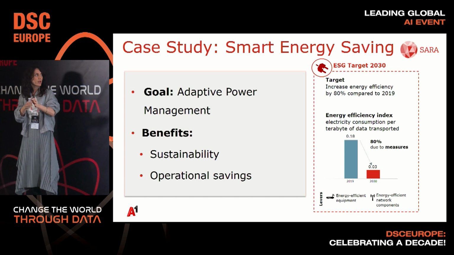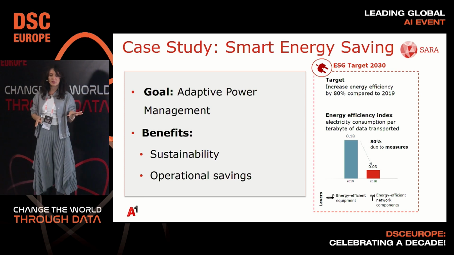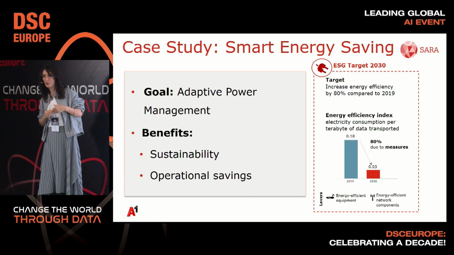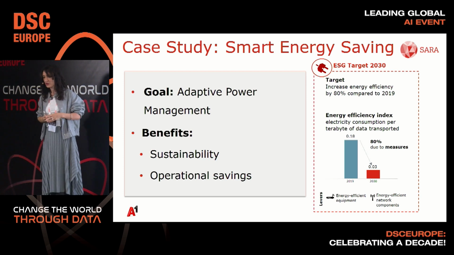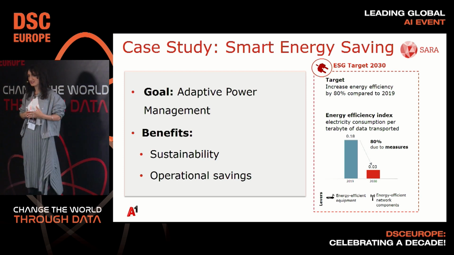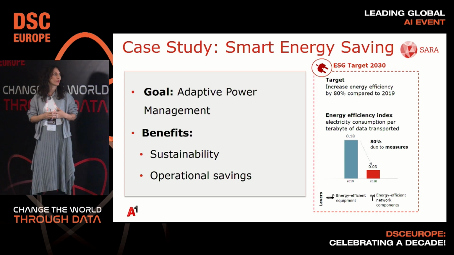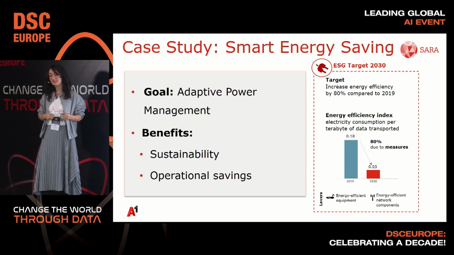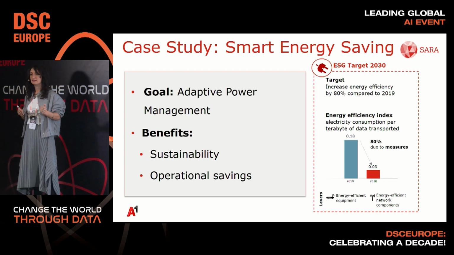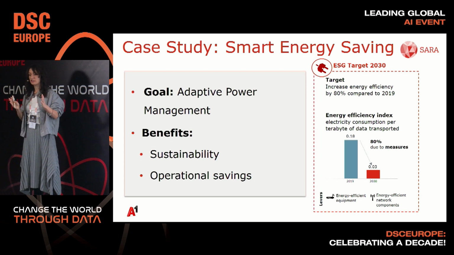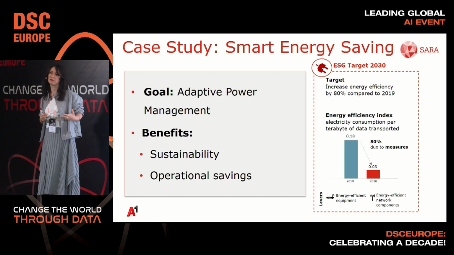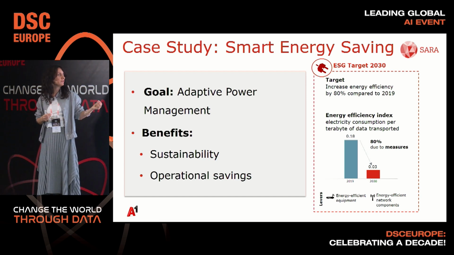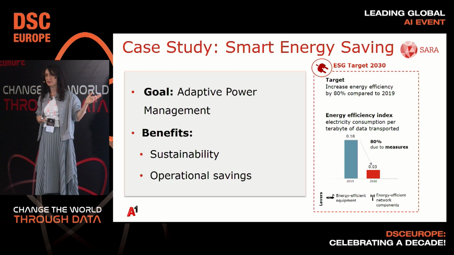And finally, I would like to share with you one use case of which we are pretty proud, because it is aligned with green initiatives. One of the main goals of the A1 energy saving group is to increase energy efficiency by 80% by 2030, compared to the year 2020. And how can we reach this goal? Well, a significant step towards it can be achieved if we apply adaptive power management.